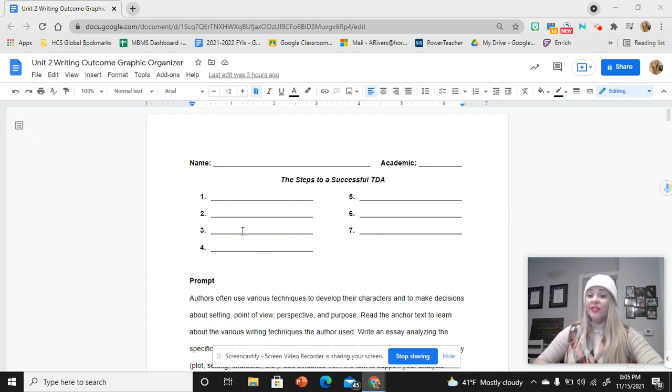Okay, so step 1, read all text provided. Step 2, analyze the prompt. Step 3, create a graphic organizer. Once you have a graphic organizer, you're in a spot where you're ready to start writing your TDA. And we don't just write our TDA and say, all right, cool, we're done. First draft is the only draft.